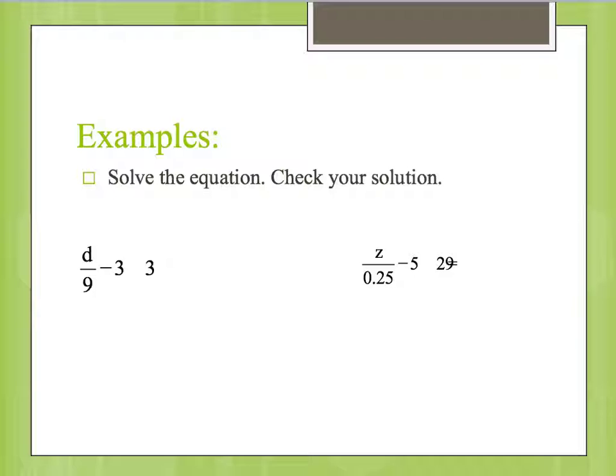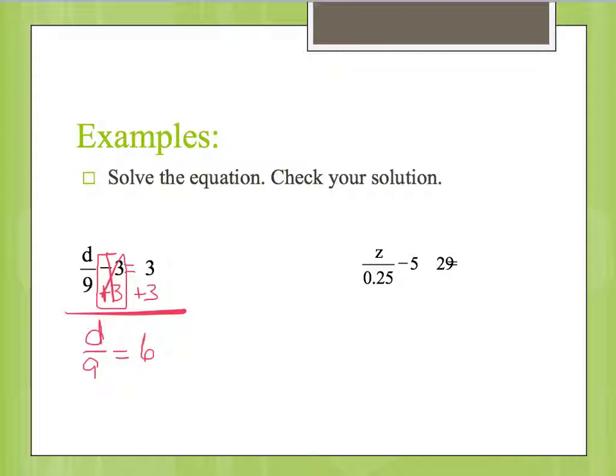Let's take a look at two more equations. This time you'll notice you'll see division in them, d divided by 9, or z divided by 0.25. So, in our first one, d divided by 9 minus 3 is equal to 3. Step 1, I'm going to add 3 to both sides because I have to take care of the inverse of addition or subtraction first. A minus 3 and a plus 3 equals 0, so I'm left with d divided by 9 is equal to 3 plus 3, which is 6. Step 2, I have to do the inverse of multiplication or division.